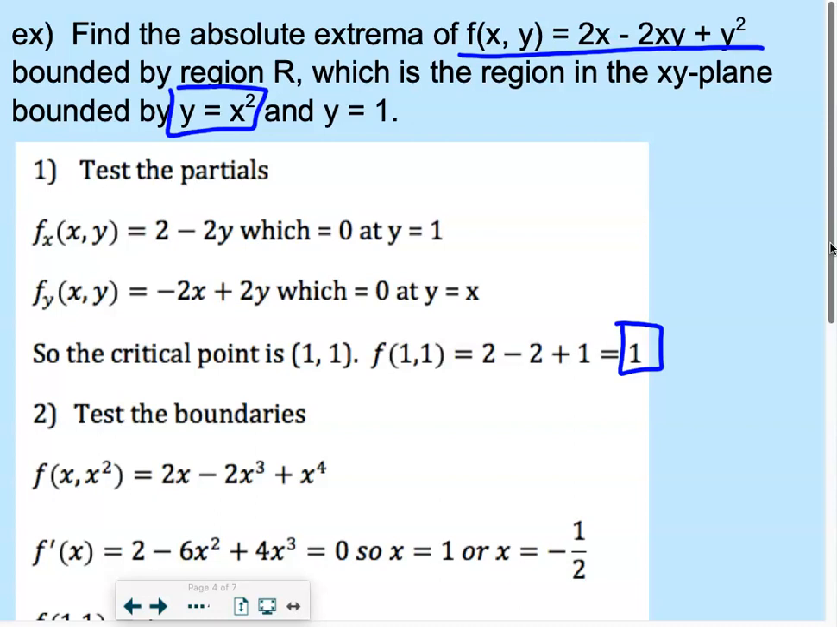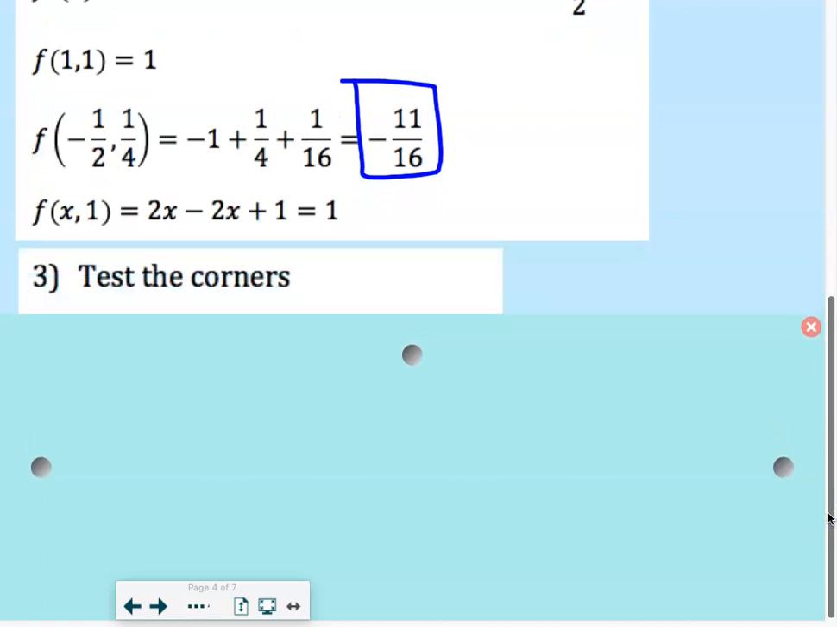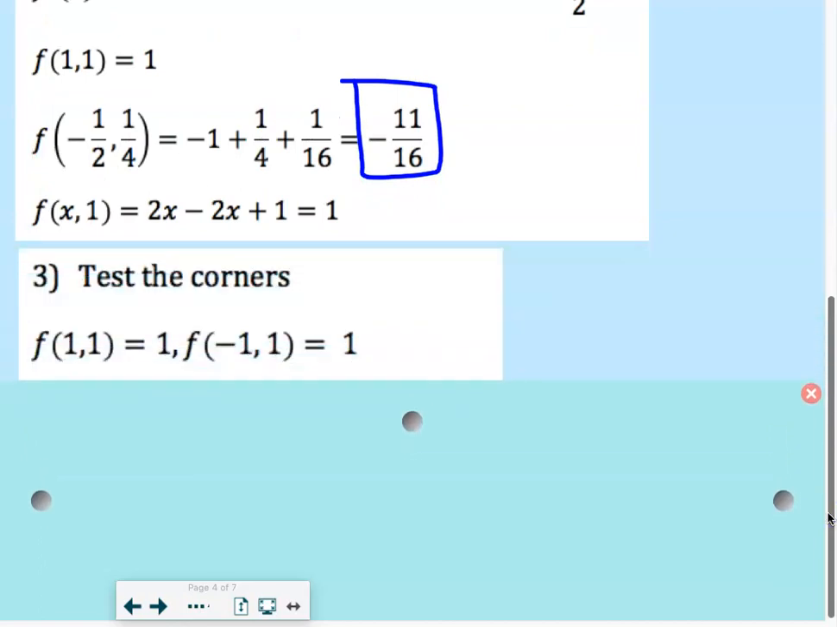The last thing we have to do is test the endpoints, which are really kind of like the corners. It's the spots where the boundaries intersect each other. So the boundaries intersect each other wherever x squared equals 1, so at x equals plus and minus 1. And they have to fit both of these equations. So you end up with the points -1, 1 and 1, 1 to test for your corners. So your corners are the 2 points of intersection of your boundaries.